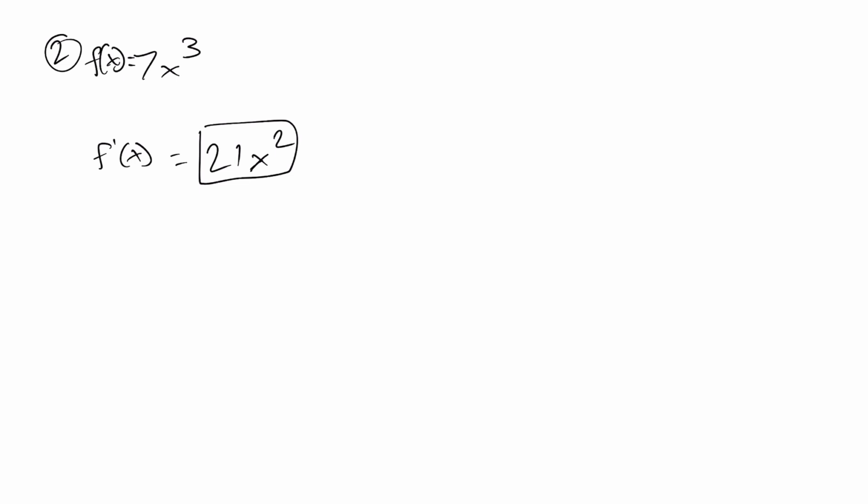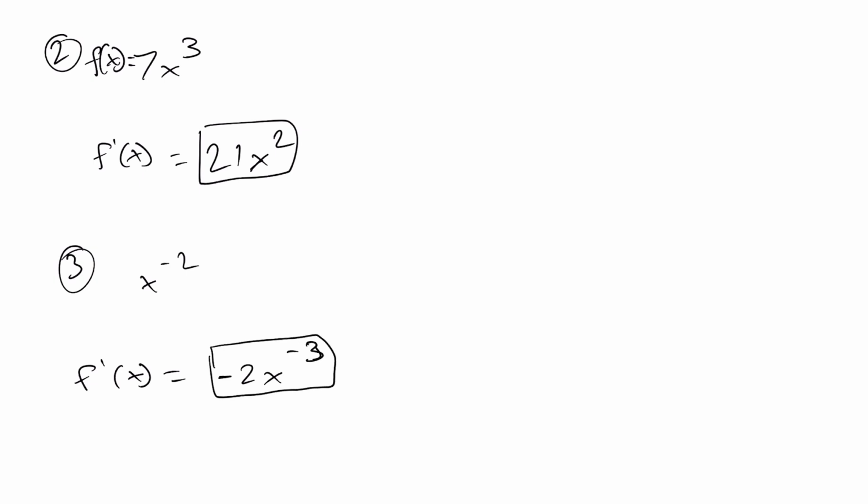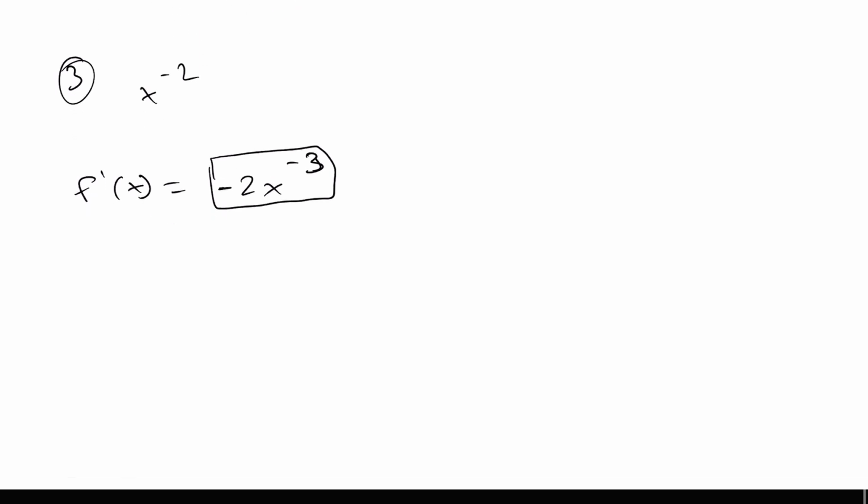Let's say I were to give you x to the negative 2. For this, we would bring the negative 2 down in front, so f prime of x would be equal to negative 2x, and then negative 2 minus 1 is equal to negative 3. Negative 2x to the power of negative 3 would be our derivative. Let's try a fourth example.